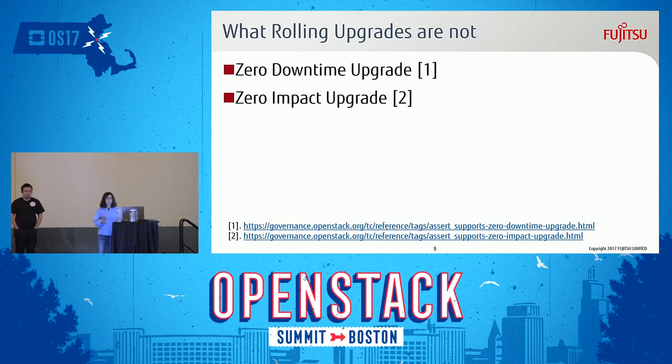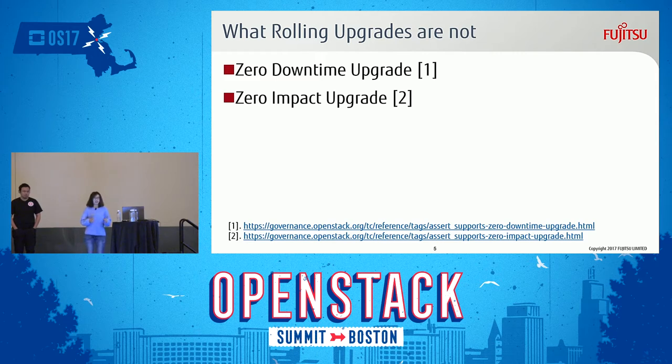And we also want to emphasize what rolling upgrades are not. This is from the OpenStack thesis definition. As I briefly mentioned earlier, in rolling upgrades, we do allow some services to be brought down and up together at the same time. So this means we cannot guarantee zero downtime upgrades while we're doing rolling upgrades. And even in the definition of zero downtime upgrades, we cannot guarantee that the users are not affected by the upgrade happening in the backend because our API requests may experience some delay of response.